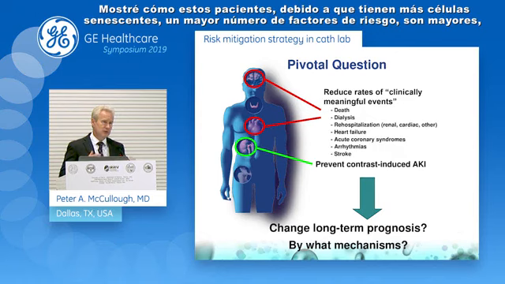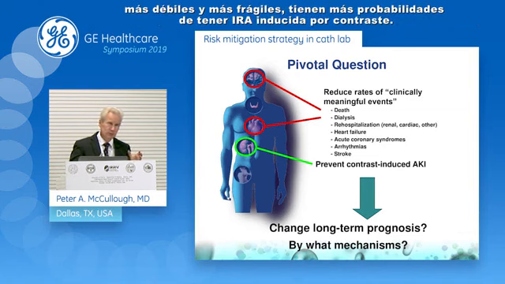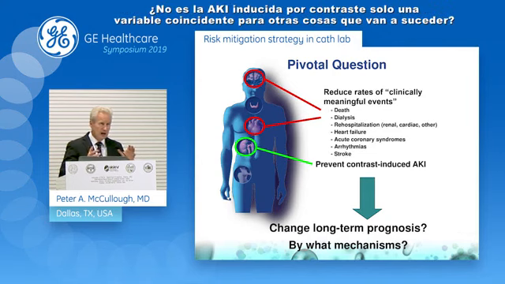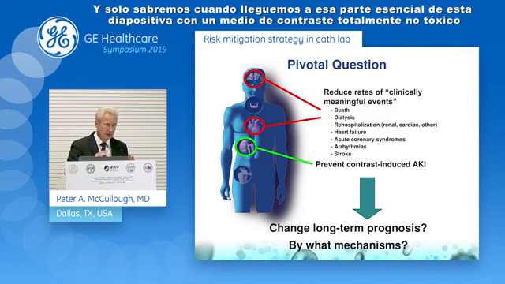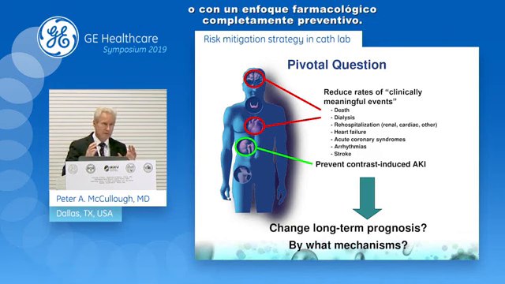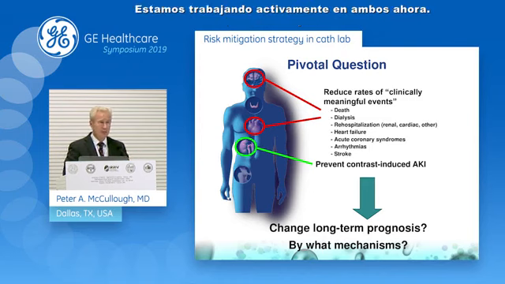I've shared with you that these patients, all the way from having more senescent cells, greater amount of risk factors, older, more feeble, more frail, they're more likely to develop contrast-induced acute kidney injury. Is contrast-induced acute kidney injury really just a proxy variable for other things that are going to happen? It's all kind of true and unrelated, or in fact, is it indeed related? And we'll only know when we get to this kind of key part of the slide with either an entirely non-toxic contrast agent or with an entirely preventive medicinal approach. And I'm actively working on both of these right now.